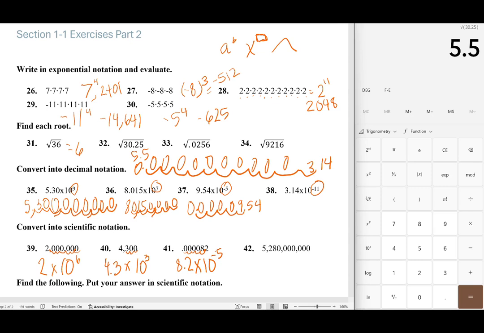And the idea with these ones is if we were to change them back, like we did on 35 through 38, we'd start back at the same number. Alright, so this one's going to be big. It's going to be positive 1, 2, 3, 4, 5, 6, 7, 8, 9. Okay, 5.28. Don't have to write the zeros. Times 10 to the positive 9th. There we go. Okay, we're going to do the rest in the next video.